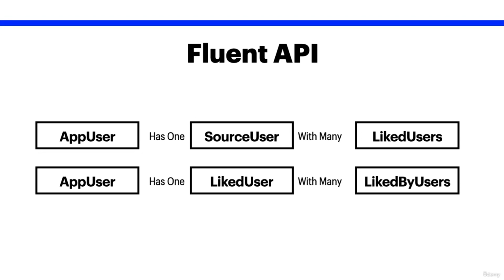And we're going to need to tell Entity Framework that an app user has one source user with many liked users. And also the other side of this relationship, where we say that an app user has one liked user with many liked by users. And this is what we're going to be configuring and setting up in this particular section.